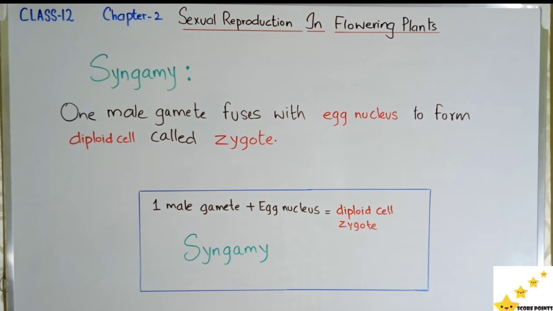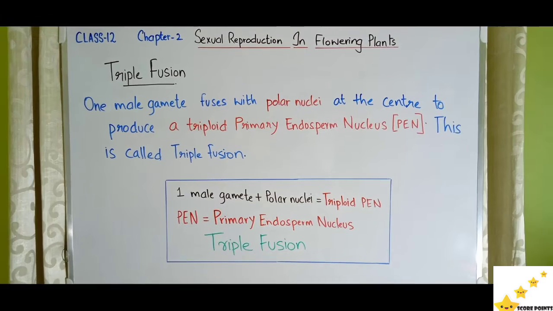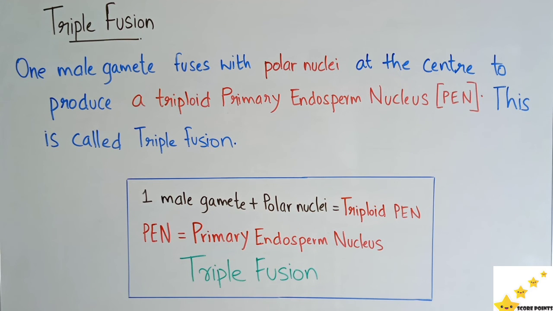Syngamy is the process by which one male gamete fuses with the egg nucleus to form a diploid cell called the zygote. One male gamete plus the egg nucleus forms the diploid cell zygote. This process is termed syngamy. One male gamete fuses with the polar nuclei at the center to produce a triploid primary endosperm nucleus. This is called triple fusion.